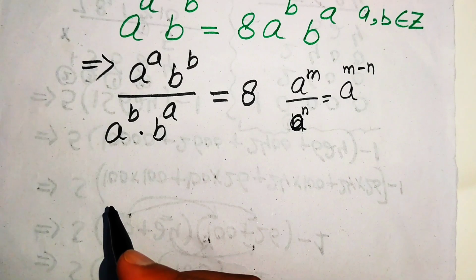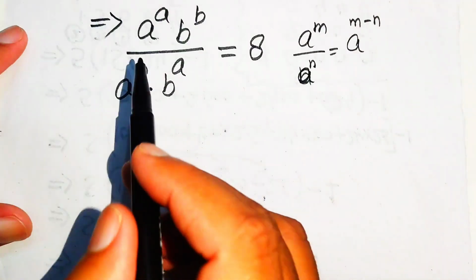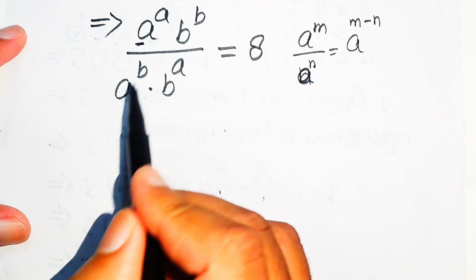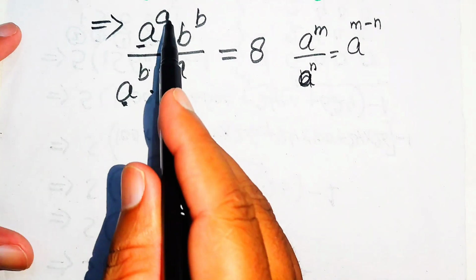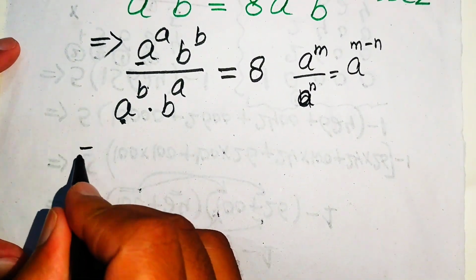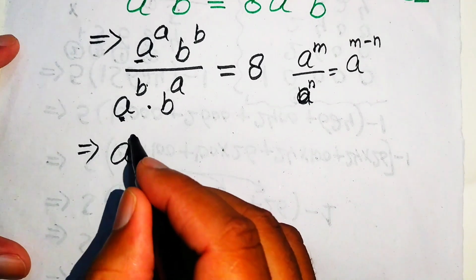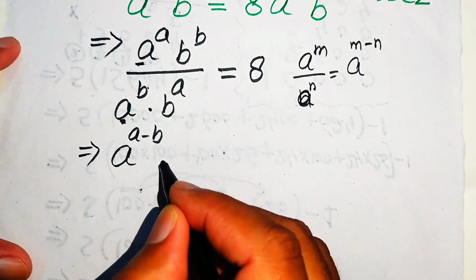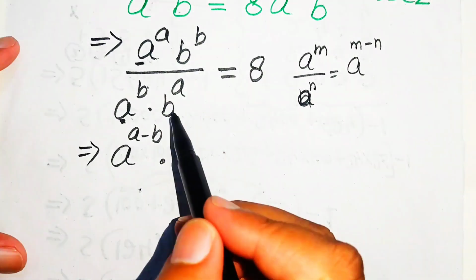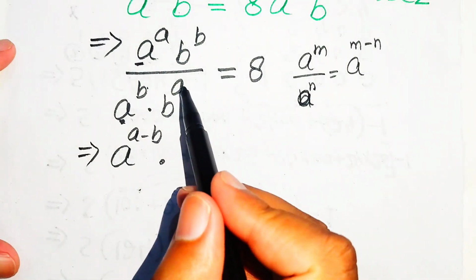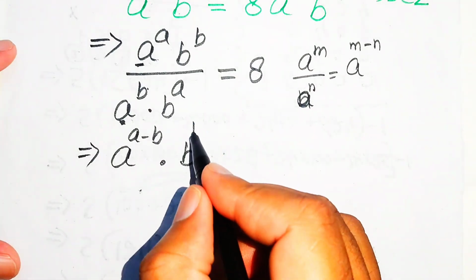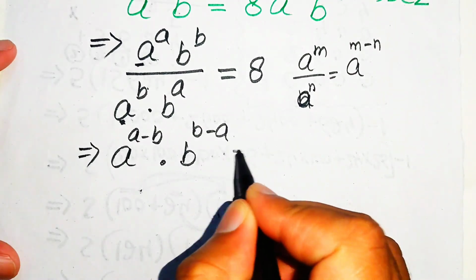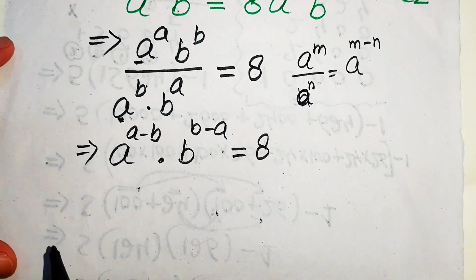According to this exponential law, the bases of this term and this term are the same, so we subtract this exponent by this exponent, and it will be written as a to the power of a minus b. Similarly, the bases on these two terms are also the same, so we subtract the exponents, and it will be written as b to the power of b minus a, and this whole equation equals to 8.